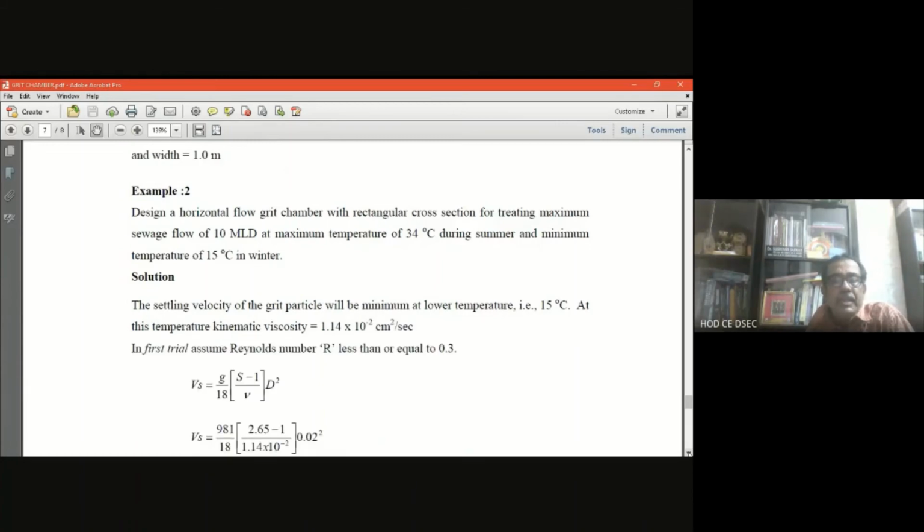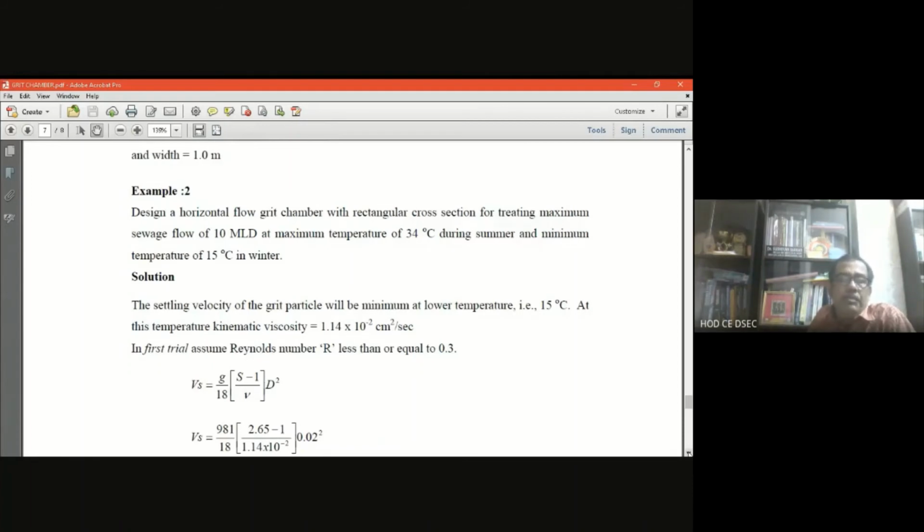Generally we know the settling velocity of the grit particle will be minimum at lower temperature, that is 15 degrees centigrade. So at this temperature the kinematic viscosity is 1.4 into 10 to the power minus 2 centimeter squared per second, because there is a chart. From that chart, corresponding to the temperature, the viscosity of the liquid can be found out.